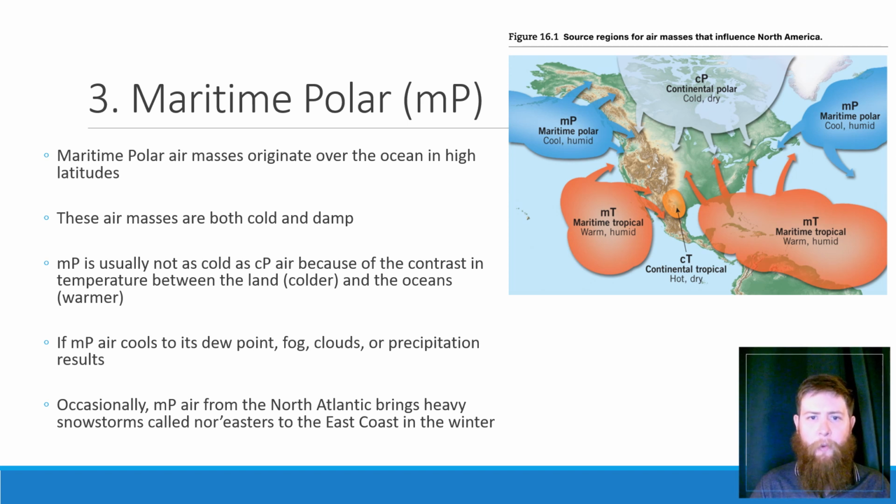If this maritime polar air cools to its dew point, you get fog, you get clouds, or you get precipitation. So areas that are going to have a lot of this on this map looking at the United States are going to be areas like Alaska, areas like Seattle or Washington. All of the Washington coast and Oregon coast are on this kind of map here where we get a lot of rain, a lot of fog, a lot of moisture as this maritime polar is bringing in this cold, moist air.